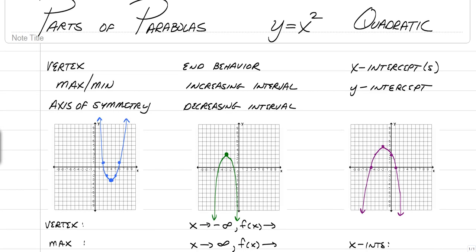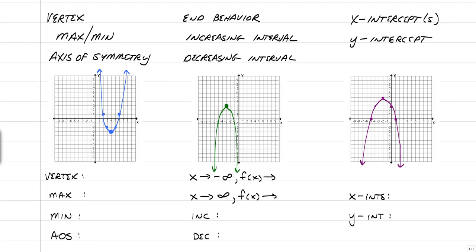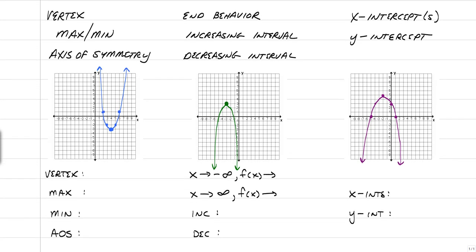Now, there are all sorts of different types of quadratic equations we're going to be talking about. This video is just to discuss the important parts of a parabola. So there's a couple of things we're going to talk about first, and that's the vertex, whether or not that's a maximum or a minimum, and the axis of symmetry.